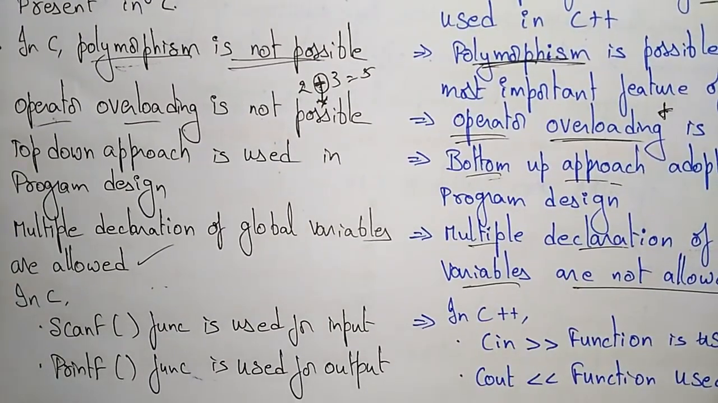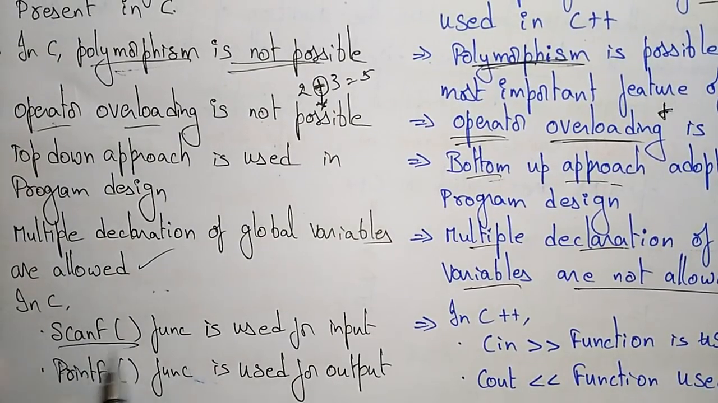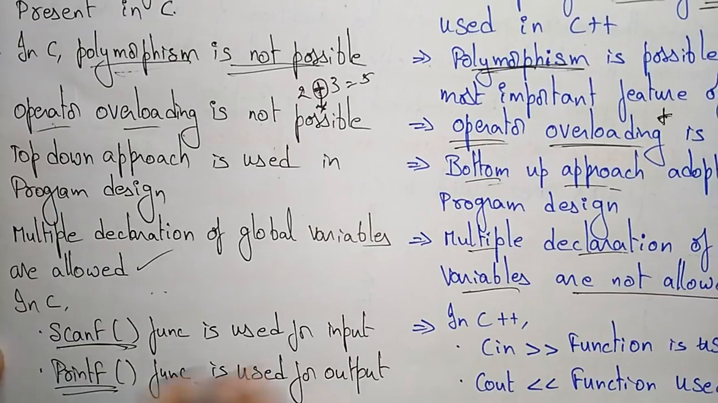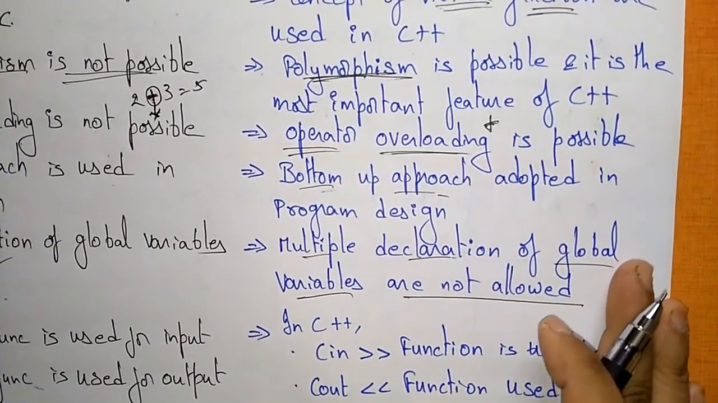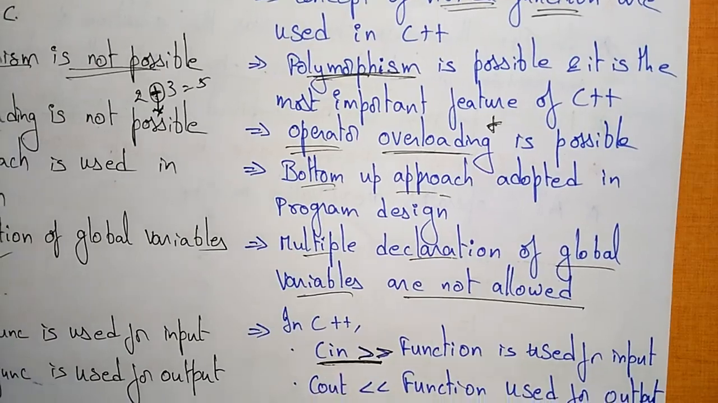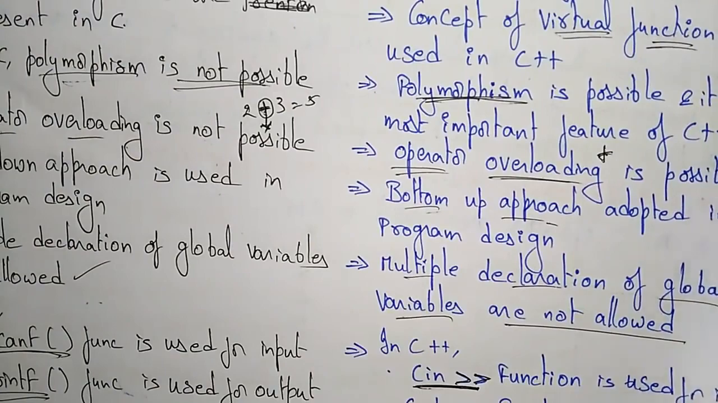So next, coming to the input and output functions. In C, we use scanf for input, whereas printf is for output. In C++, the cin function is used for input, whereas cout is for output.